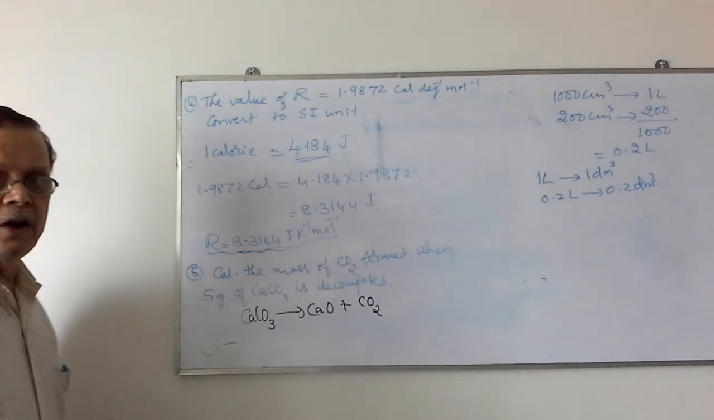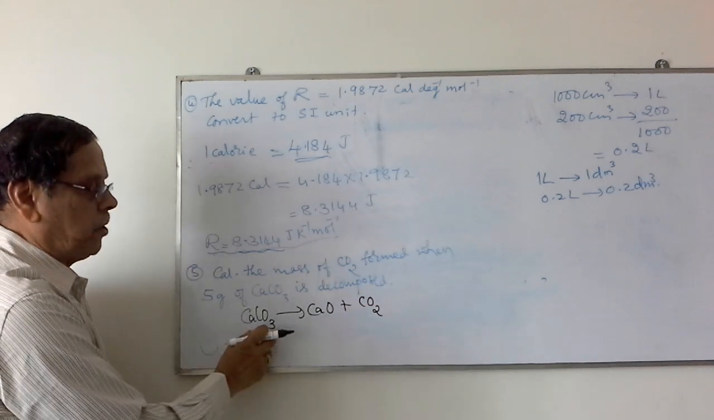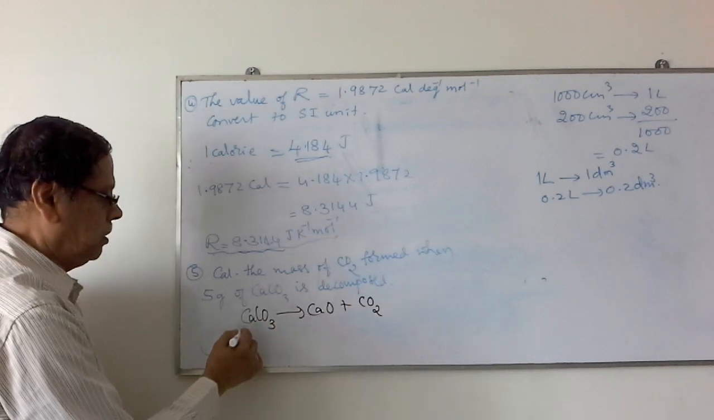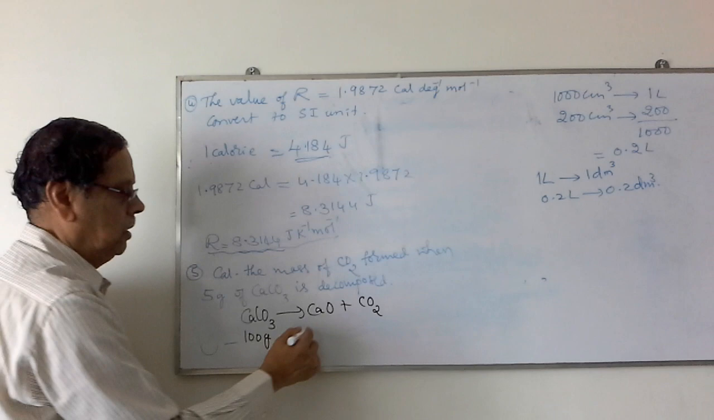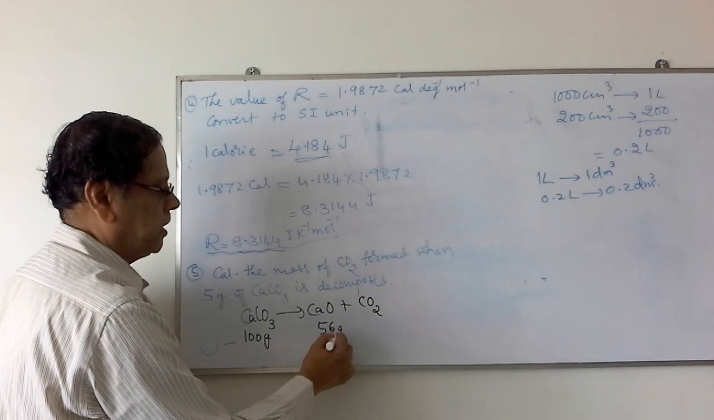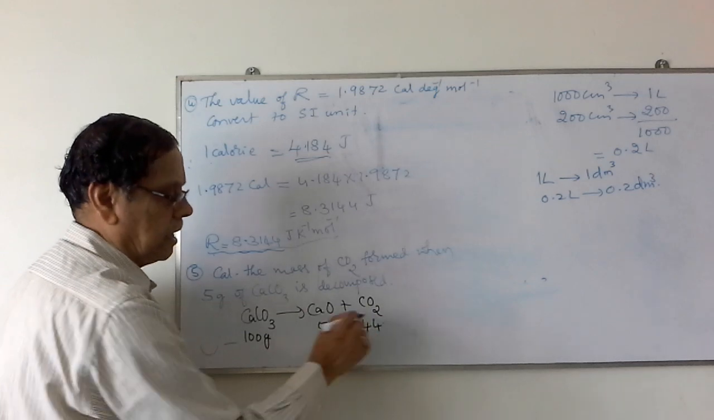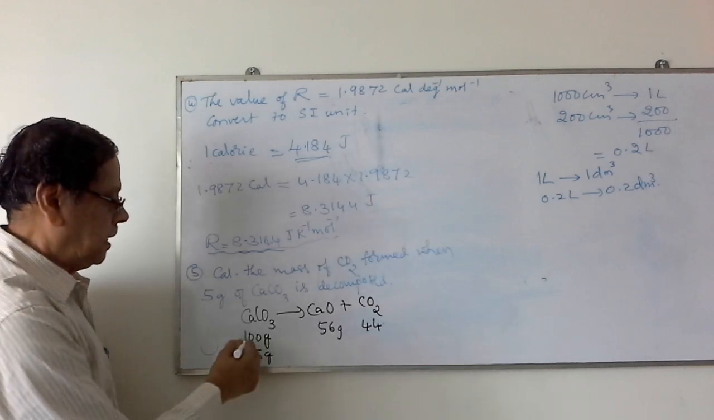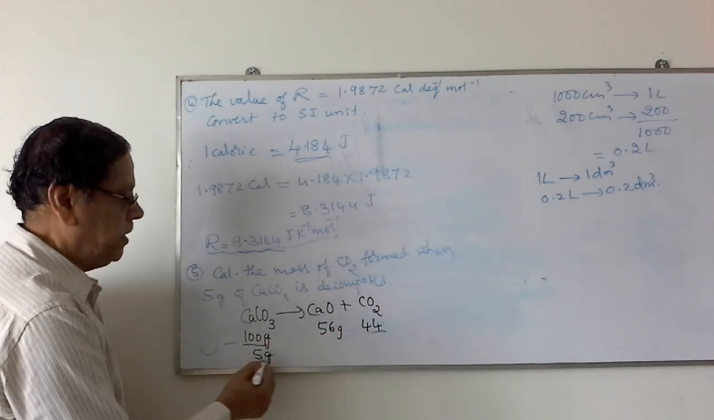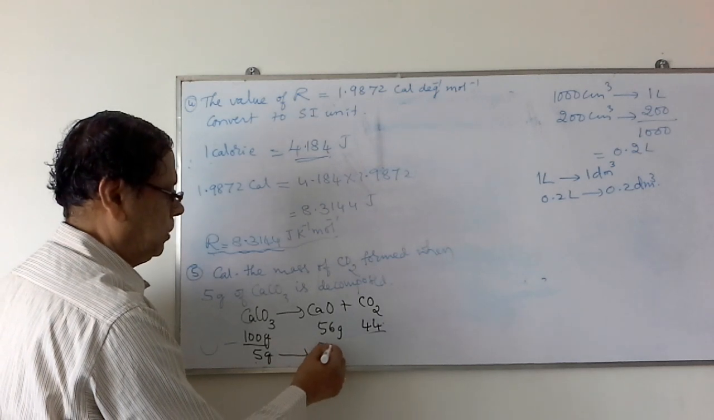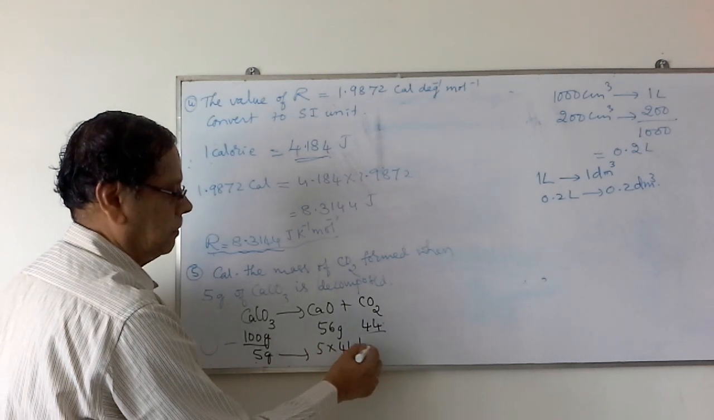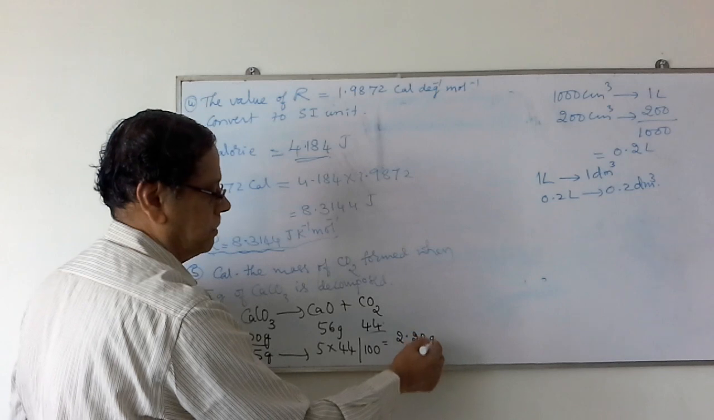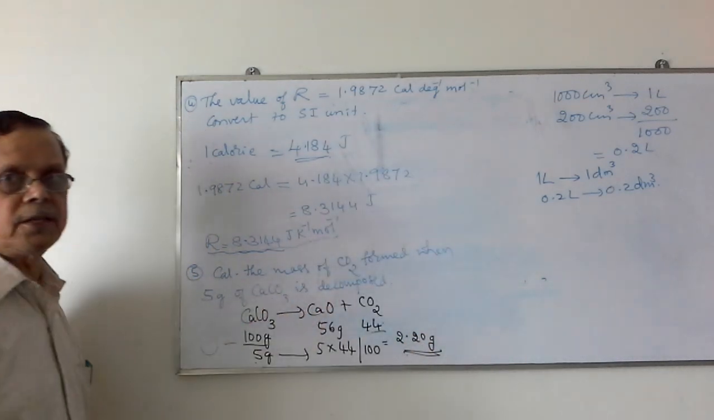We know that based on the law of conservation of mass, the total mass of the product must be equal to total mass of the reactant. And from the molar masses of these substances, we know that 100 grams of calcium carbonate will give rise to 56 grams of calcium oxide and 44 grams of carbon dioxide. Therefore, for 5 grams of calcium carbonate, 100 grams gives rise to 44 grams. Therefore, 5 grams will give rise to 5 into 44 divided by 100. That is, on simplification, you will get 2.20 grams. So this is based on the law of conservation of mass.